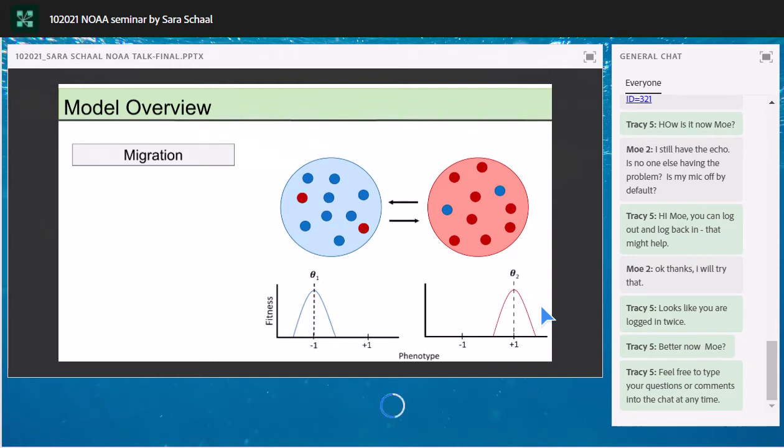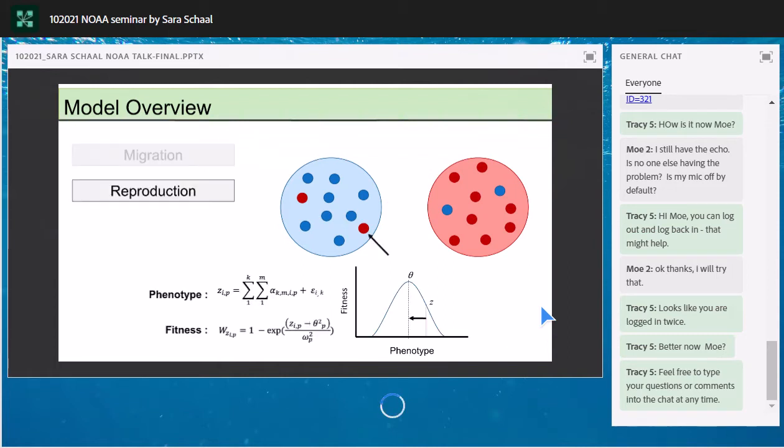Walking through the different steps in the simulation, I first have migration between patches, so individuals are allowed to move between the patches. Then reproduction occurs, where an individual is chosen to reproduce based on how far their phenotype is from that optimum. The phenotype is a basic additive model, so I add all those QTN mutations up with their effects on the phenotype to get the overall phenotype. And their fitness is a Gaussian fitness function.